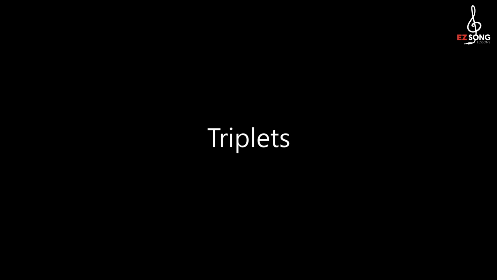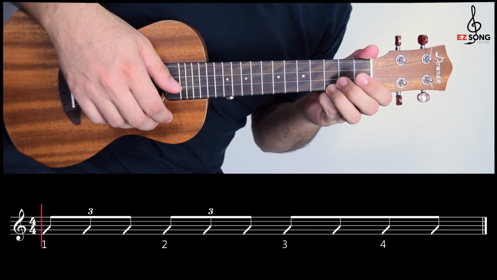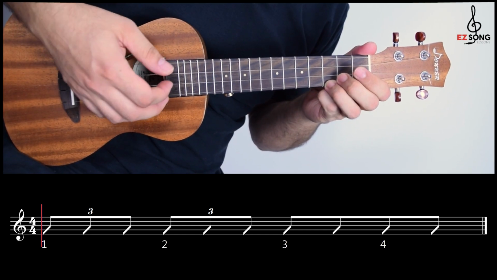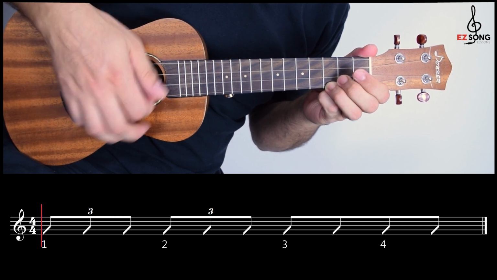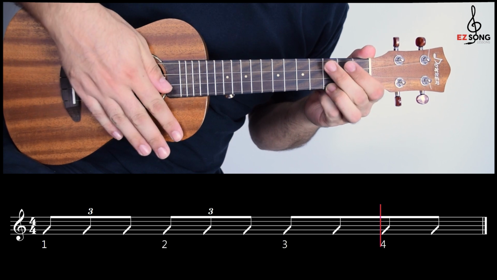Triplets. A triplet is a way to play 3 notes within a certain amount of beats. Triplets are usually indicated with a bracket placed under a 3. In the first example, you need to play 3 strums in 1 beat. 1, 2, 3, 4. 1, 2, 3, 4.